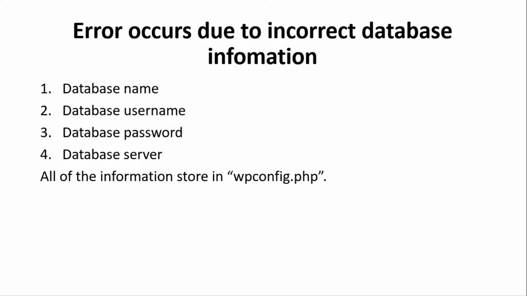WordPress needs the following information for connecting to the database: database name, database username, database password, database server. All of this information is stored in wp-config.php file. If any of these items are incorrect, WordPress will fail to connect to the database server.